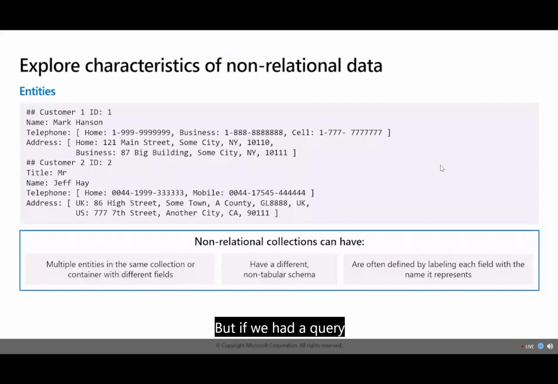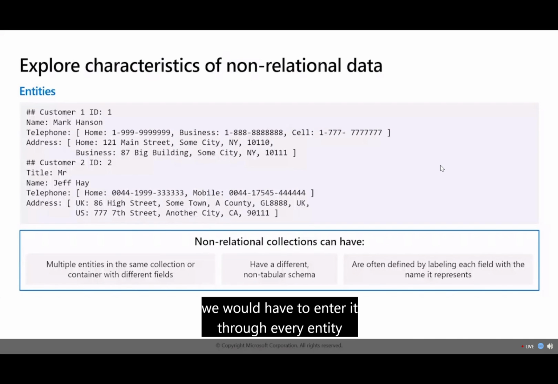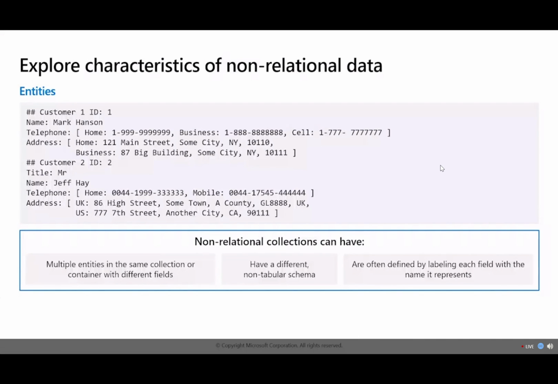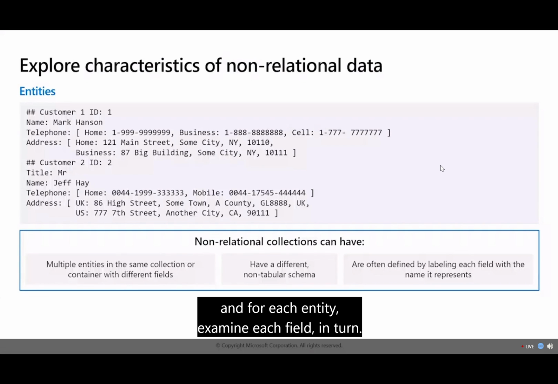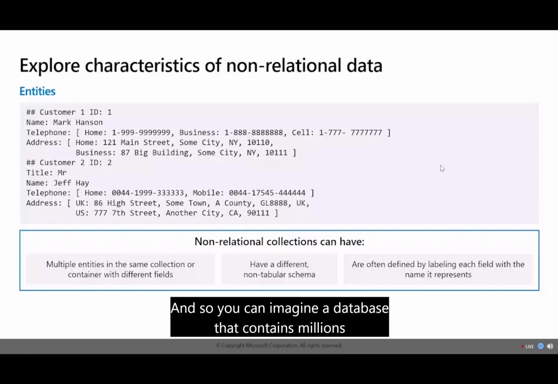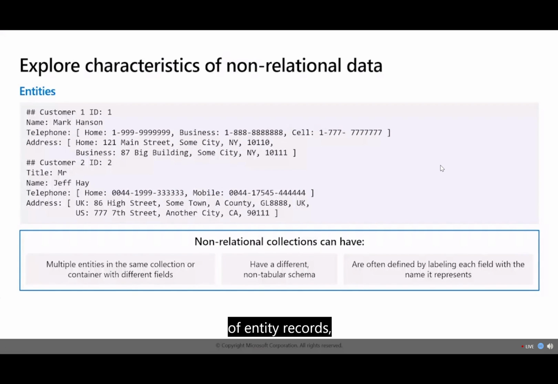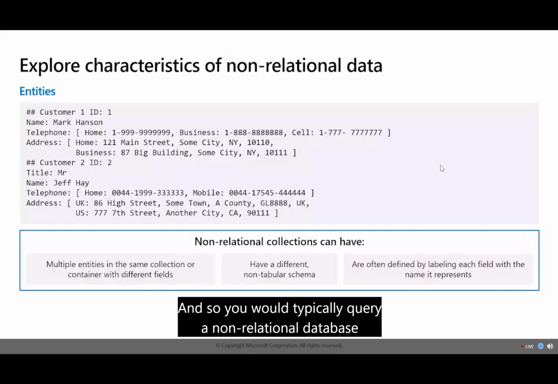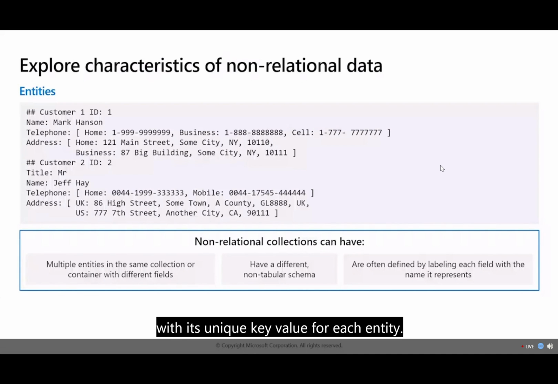But if we had a query that attempted to find all the customers with a UK address, for example, we would have to iterate through every entity, and for each entity, examine each field in turn. And so you can imagine a database that contains millions of entity records. This kind of query would take a considerable amount of time to run. And so you would typically query a non-relational database with its unique key value for each entity.